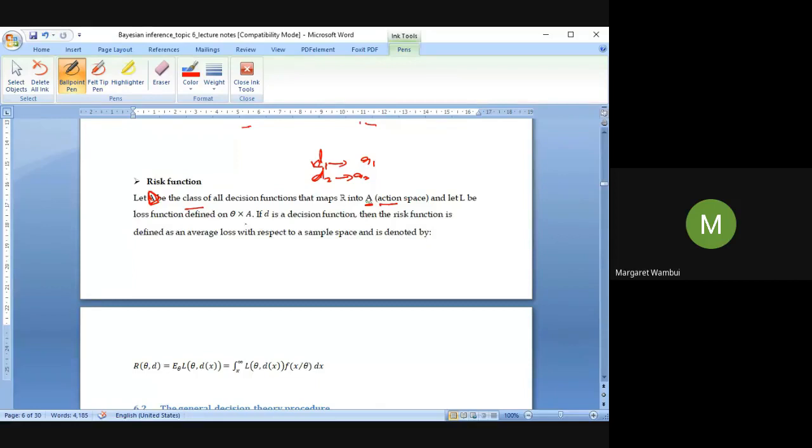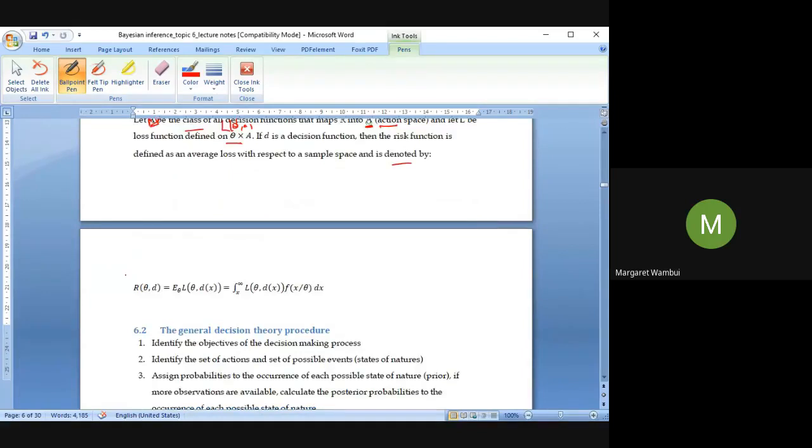And let L be the loss function defined on the product or the cross product of the parameter space and the action space. This is the one we said it is L theta A. That's why it is the product of the two, because you are combining the state of nature and the action that you are taking. So we call it now the loss function. So if D is a decision function, then the risk function is defined as an average loss with respect to a sample space and is denoted by. So this is how we define the risk function.